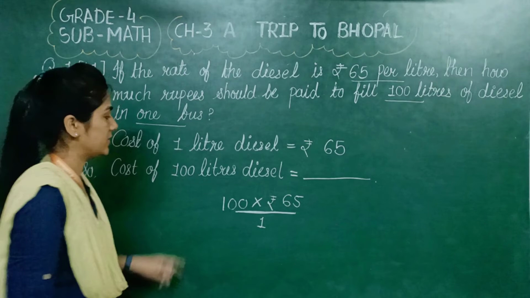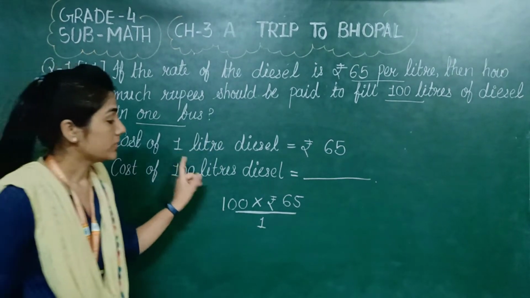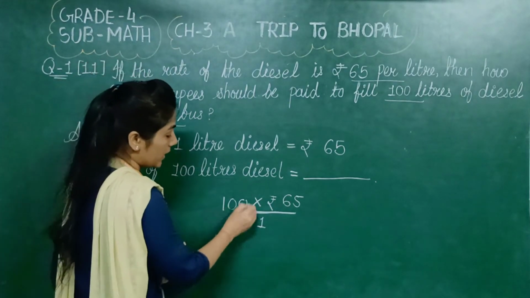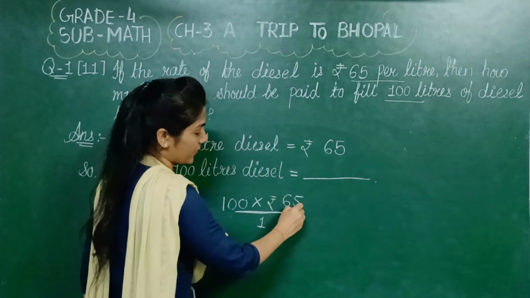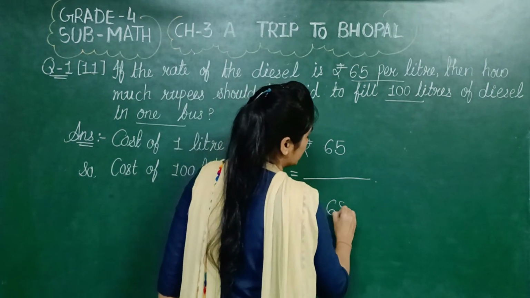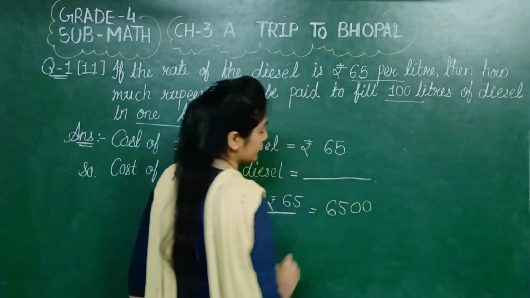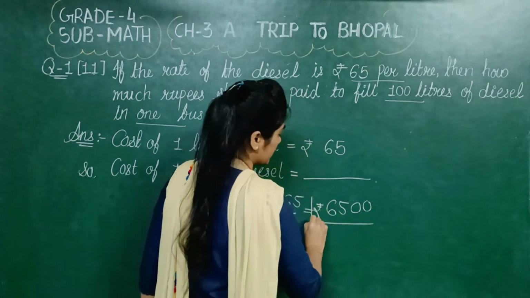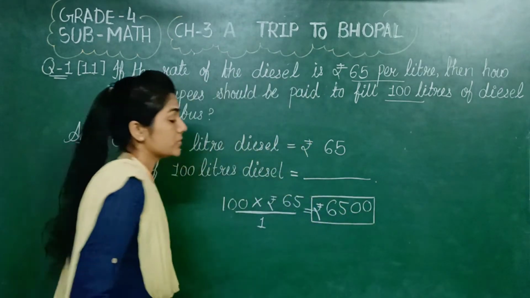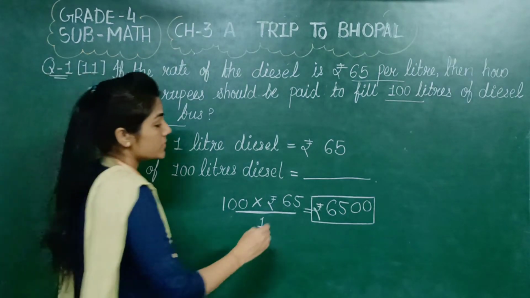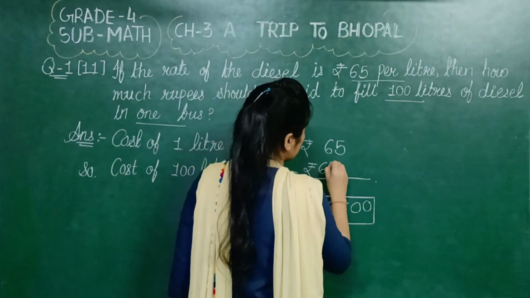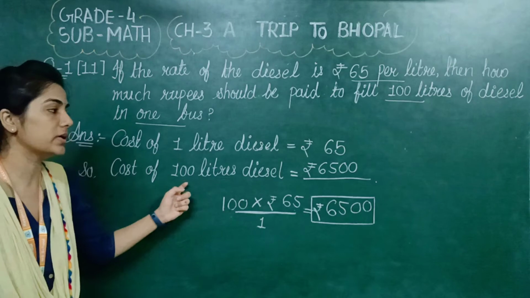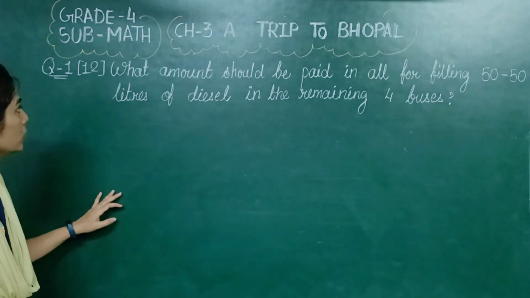This 1 I have written for this 1 liter. There is no meaning of this 1 here because there is no value here. So 100 multiplied by 65, you can directly multiply this way: 6500, and we have found rupees, so this sign we need to mention. So this is your answer of this sum. What is the cost for 100 liters? 6500 rupees is the cost for 100 liters of diesel. This is your answer.